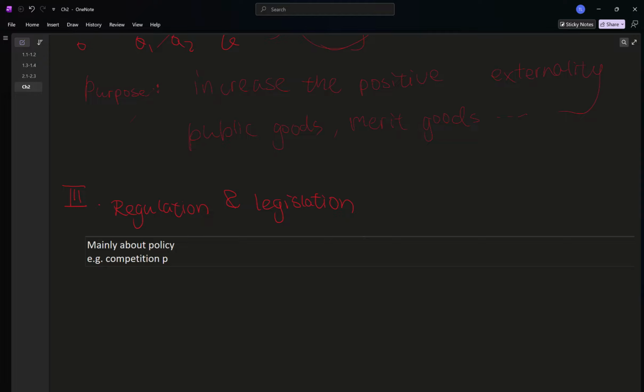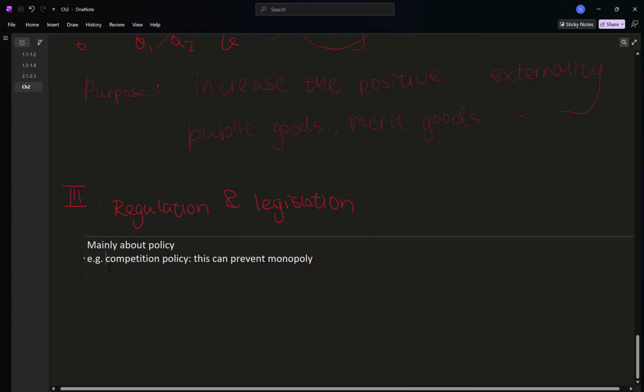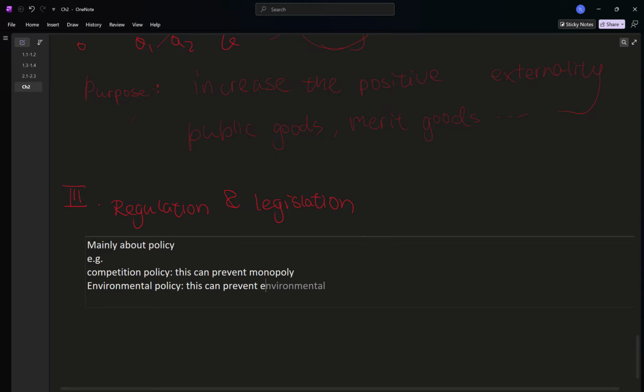For example, competition policy can prevent monopoly. Environmental policy can prevent negative externality, etc. Different policies have their own effects.